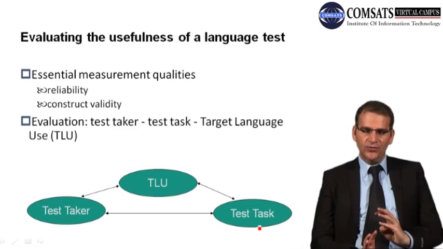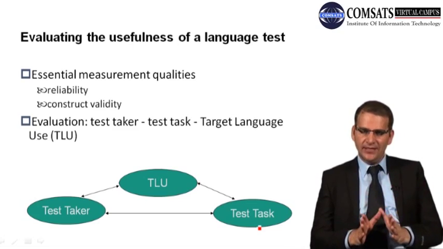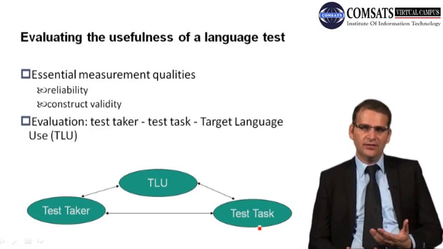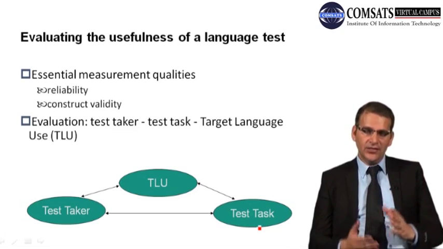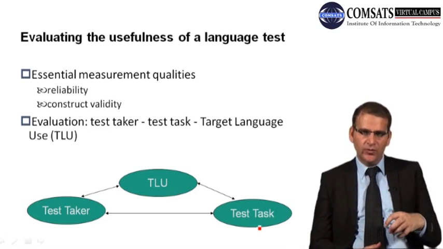First of all, TLU, target language use, and then the test task, and then of course the test taker. Three important factors that you have to see while evaluating. Who is the test taker? The student, the language student. And then what is the task? Test task: what to do, what you expect from the students. And then target language use, TLU. Clear? So when you evaluate the usefulness of a language test, you can consider these points: its reliability and particularly construct validity.